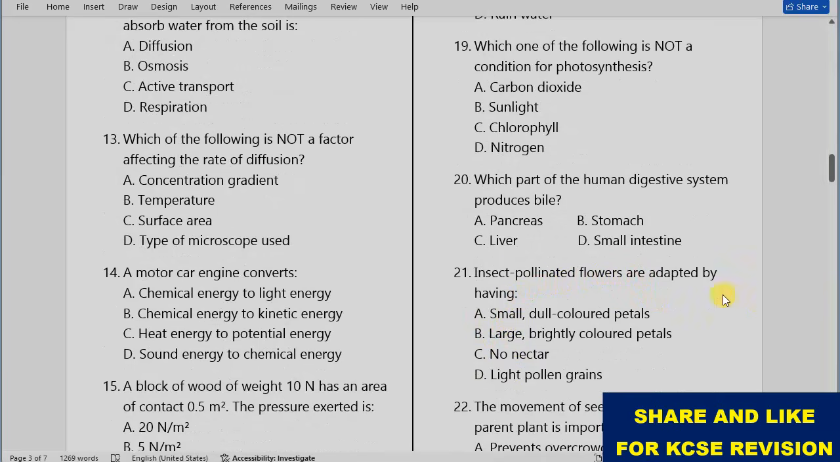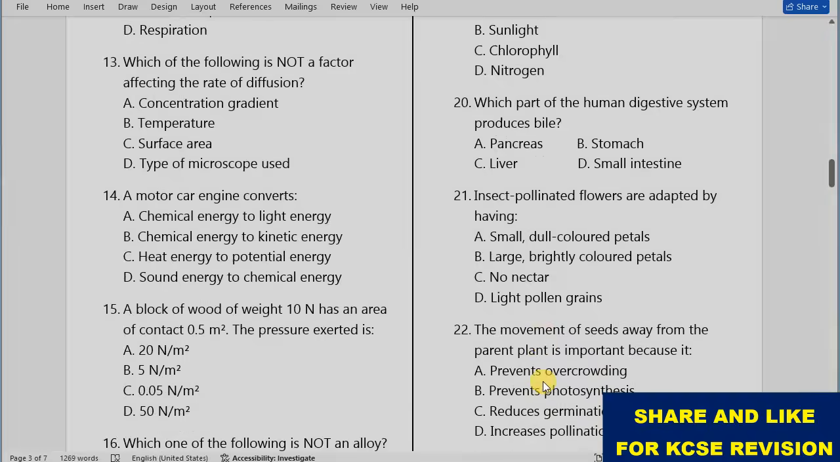Insect-pollinated flowers are adapted by having large, brightly colored petals to attract insects. Therefore, small or dull, no; large, brightly colored is the correct answer, B. The movement of seeds away from the parent plant is important because seed dispersal prevents overcrowding and competition. So prevents overcrowding. That is correct.